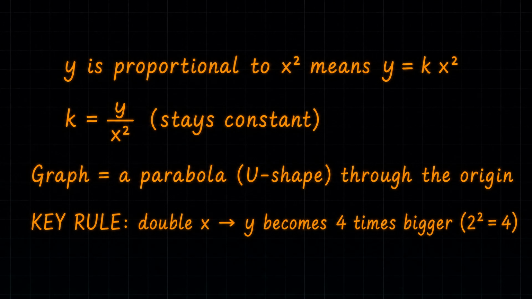And here is the cool surprise. When x doubles, y does not double. It becomes 4 times bigger. Why 4? Because 2 squared is 4. Square the change and things blow up fast.